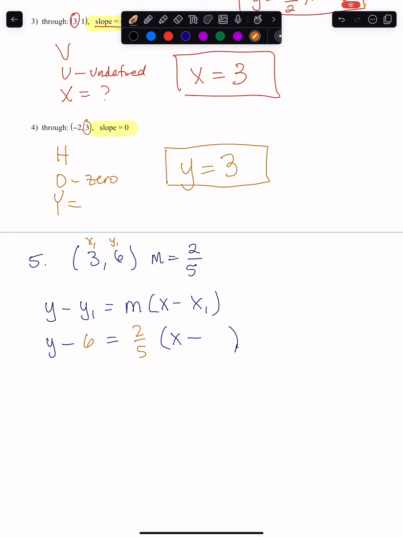And my x is 3. And then we start doing this distributive thing. Now, if you can't reduce, you're going to do 2 times negative 3, which is negative 6, and you're going to leave it over 5. Leave it like that, okay? And then we still want to isolate the y. I need to get this minus 6 off of here.